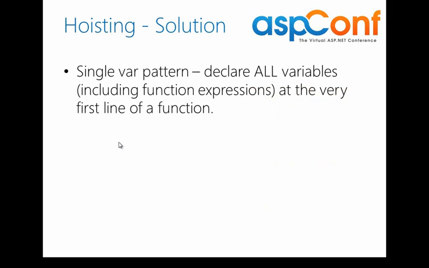The solution to these hoisting issues is quite simple. Simply declare all variables used in a function, including for loops or whatever nested things, apart from functions, of course, at the very first line of the function. That's called a single var pattern. So if you're using 5 or 6 variables, instead of declaring them in line where they're used, simply do var a, b, c, d, whatever, separated by commas on the first line.